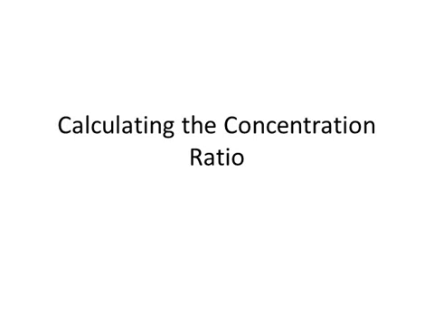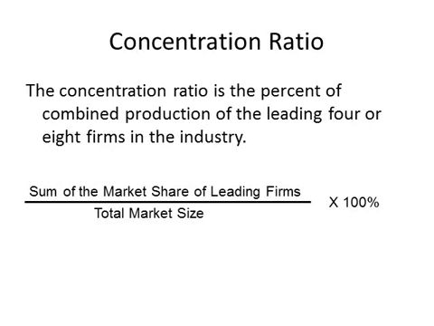One of the most important aspects to studying oligopoly and monopoly is deciding whether a monopoly or oligopoly exists. One of the ways to do this is to calculate something called the concentration ratio. This is the measure of how concentrated a particular industry is. The concentration ratio is the percent of combined production of the leading 4 or 8 firms in an industry. The formal formula is the sum of the market share of the leading firms divided by the total market size times 100%.